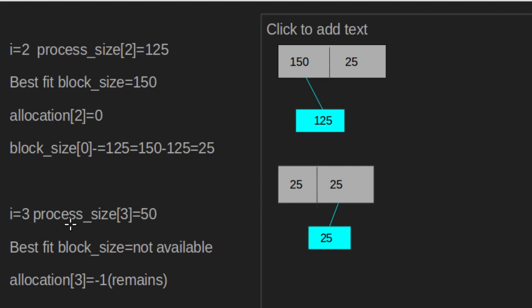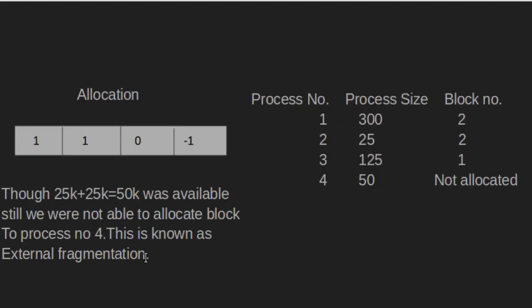When i equals 3, process size 3 equals 50. Best fit block size is not available here, as you can see. So allocation of 3 equals minus 1. It remains minus 1. This is the allocation array 1, 1, 0, minus 1, and this is the output.